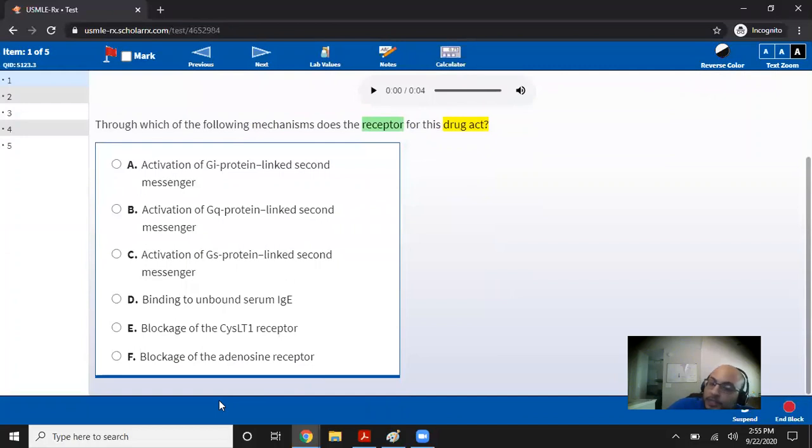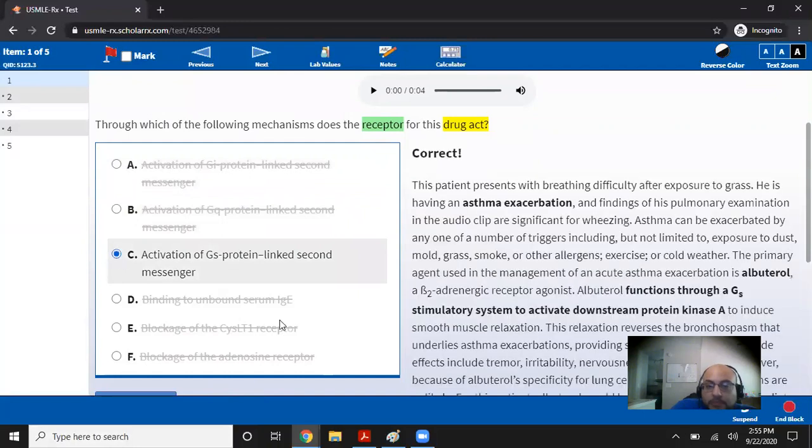So we did the third step. Now let's go through the fourth step in answering questions. We're going to go from the bottom to the top, and we're going to eliminate from the bottom to the top. So blockage of adenosine receptor, no. Blockage of CysLT1, no. Binding to unbound serum IgE, negative. Activation of GS, yes. Activation of GQ, no. Activation of GI, no. It's activation of GS. See? Correct. Excellent. Okay, that's how we do it. Let's try another one.